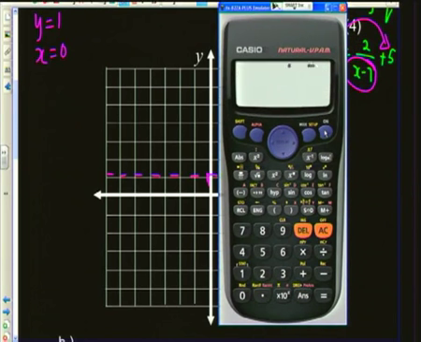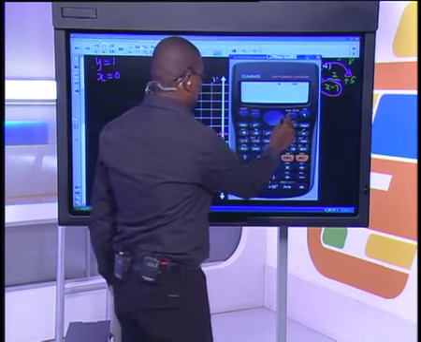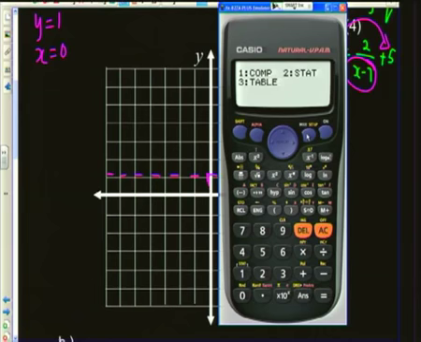So now, please work with me. I'm going to go to mode, and then 3 for table. I have f of x. Now I get the equation, which is 3 divided by x plus 1. So I've got the function there, and now I've got two functions.